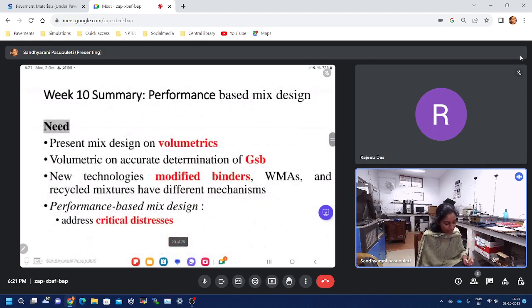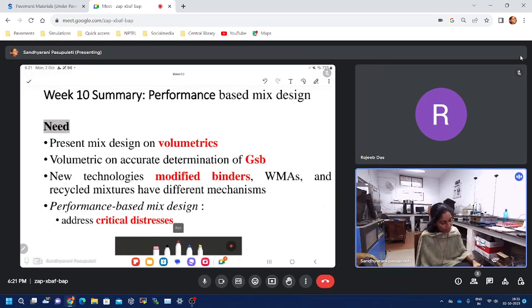So why do we even need to go for the performance based mix design? Currently we have Marshall based mix. Why are we not proceeding with that? Why are we looking for another kind of mix design? Because the currently existing mix design, which is Marshall mix design, is based upon volumetrics. When I say volumetrics, these are the VMA, VFB and air voids.